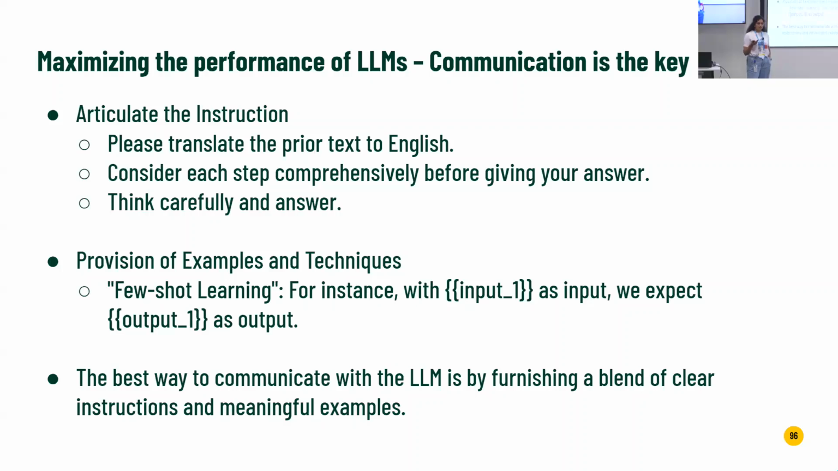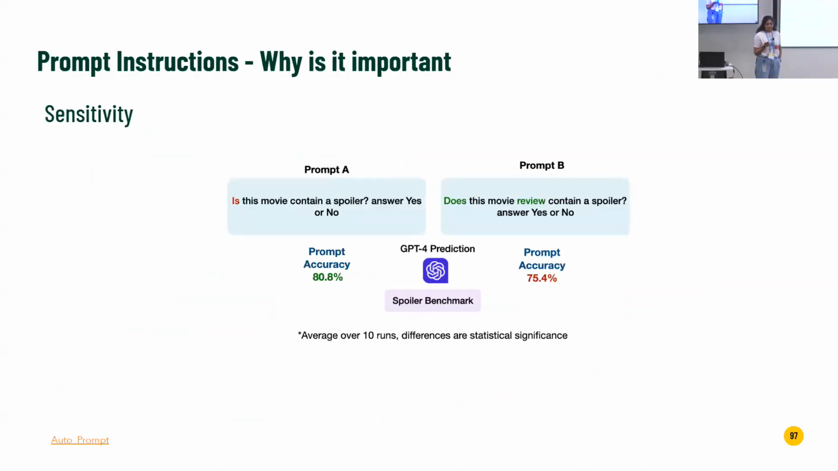A typical prompt would have two sections. One is the instructions, the other one is the examples. Instructions should be articulated really well to get the most out of LLMs. For example, "Please consider each step comprehensively before giving your answer," or "Think carefully and answer." Then examples can look something like this, wherein these are the inputs, these are the outputs, and you can stack multiple examples to help the LLM know better. The best way would be to have clear instructions and also meaningful examples.